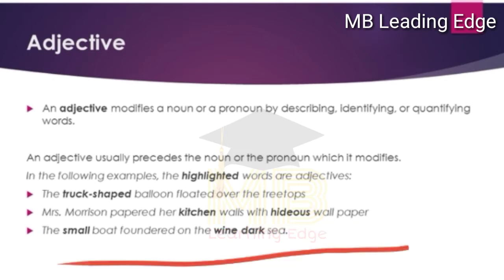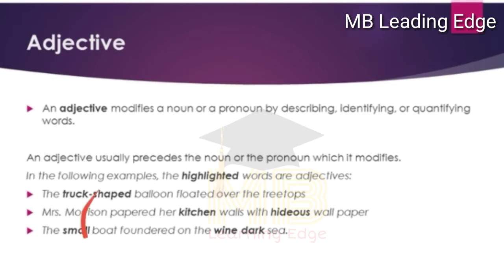The small boat foundered in the wine dark sea. Now you know, what is placed in front of boat? Small, which means that it is telling you that the boat is small in size. It's telling you about the size of the boat. It's in a way quantifying, though not exactly in terms of numbers, but it's telling you that the boat is small. And similarly wine dark, so it's telling you the color of the sea. So again it is modifying your noun. It is telling you what your sea color was. It was wine dark.